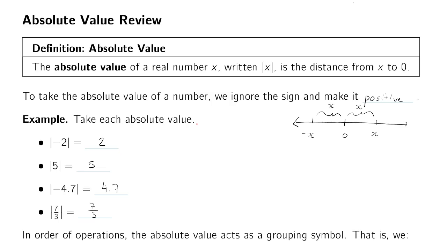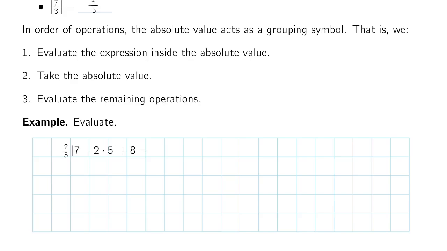The other thing to know about the absolute value is what we should do if there's an absolute value combined with other operations. In the order of operations, the absolute value acts as a grouping symbol, like parentheses. So if we're evaluating an expression, we evaluate the expression that's inside the absolute value, then we take the absolute value, and then we evaluate the remaining stuff.